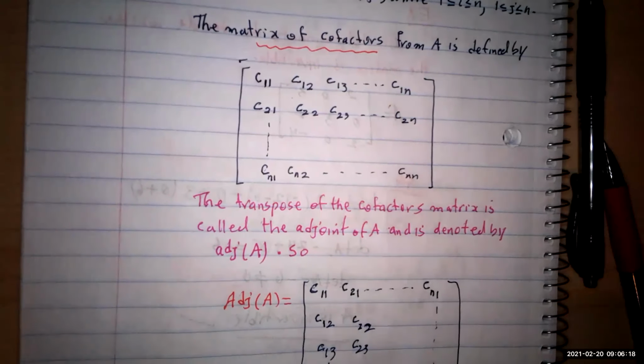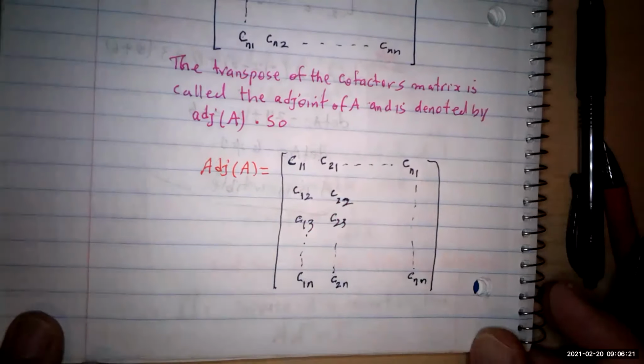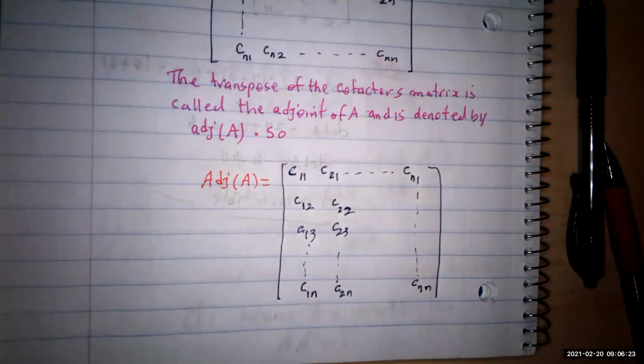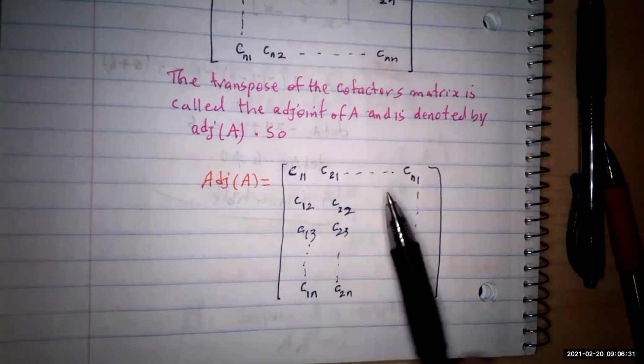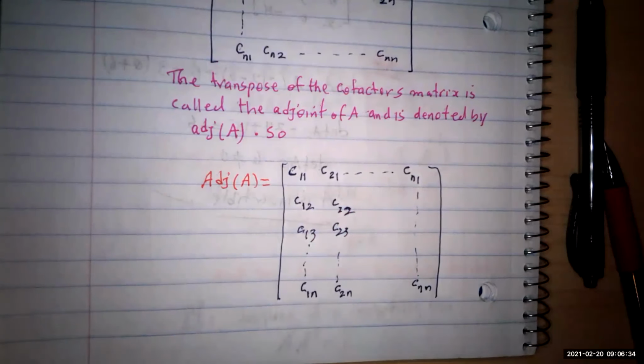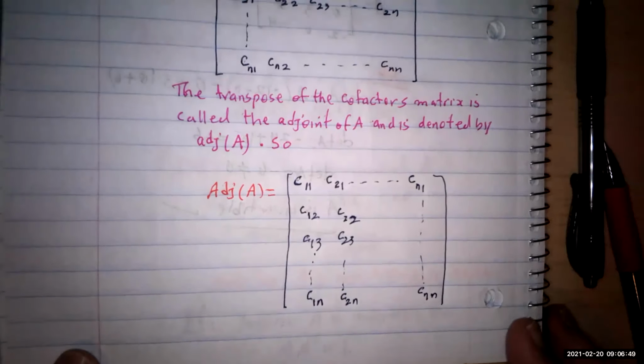So we usually find the cofactor matrix first, and then we get the transpose. The transpose gives us the adjoint of matrix A. The rows and the columns are just those cofactors, and then you switch them. Your job is, when a matrix is given, you should be able to find the adjoint of the matrix.